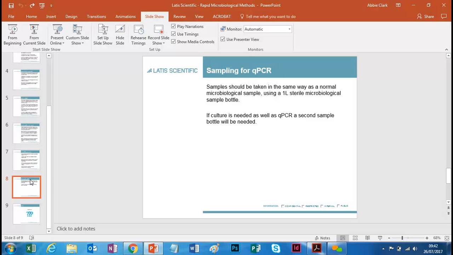If you're planning to sample for culture as well, then we would need to take a second sample bottle because we will use the whole litre of sample to process qPCR.